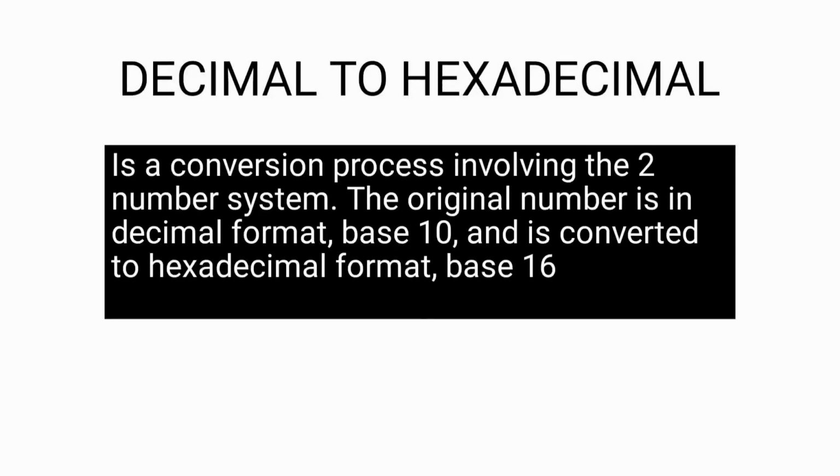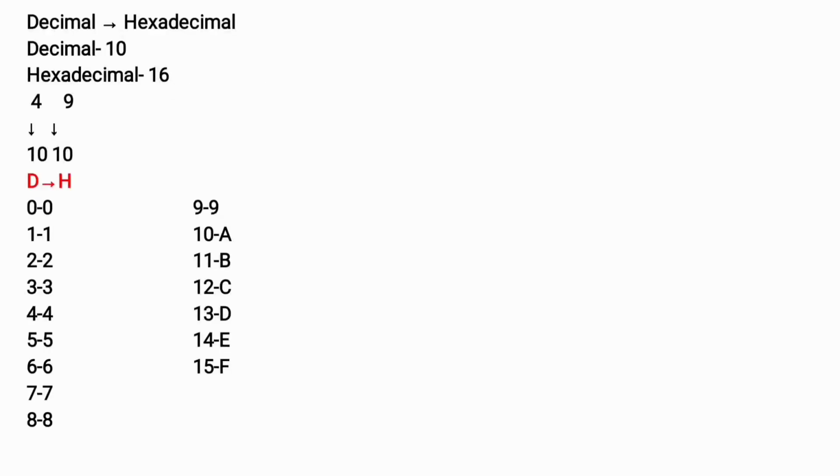Decimal to hexadecimal is a conversion process involving the two number systems. The original number is in the decimal format, base 10, and is converted to hexadecimal format, base 16. So, how do we convert decimal numbers to hexadecimal numbers?